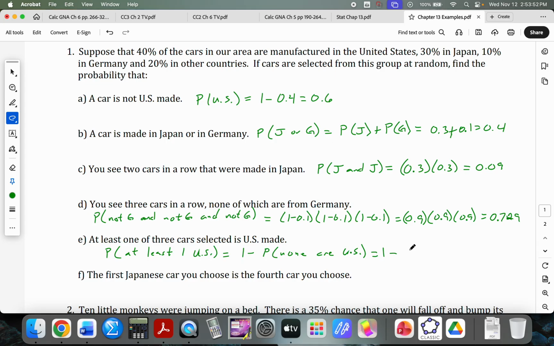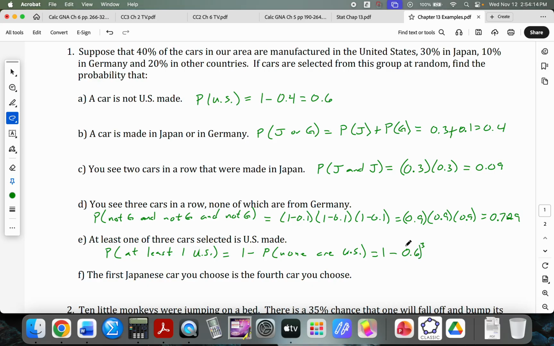What's the probability of them being in the US? What's the probability that the first one is not in the US? What's the probability that the next one is not in the US? What's the probability that the third one is not in the United States? And those are independent events, so what are we going to do with those? Multiply them.